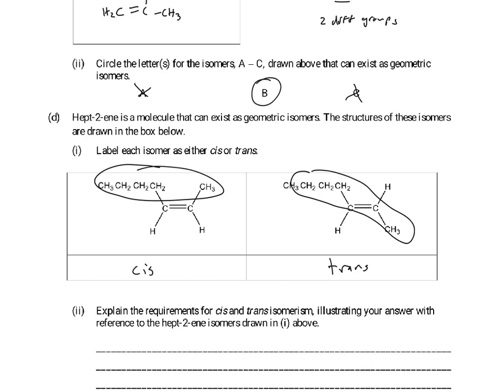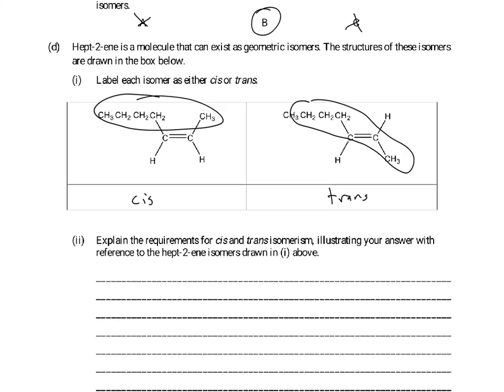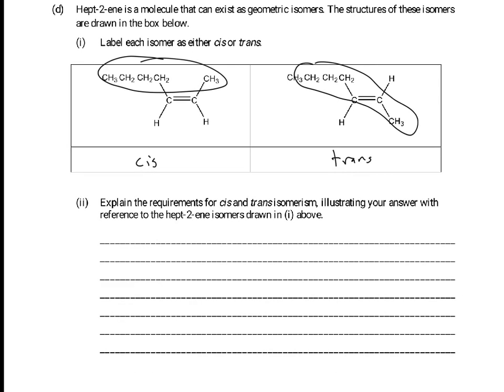Lots of people in your discussions below talked about the hydrogens having to be on the same side or hydrogens on opposite sides, but it's not a justification in itself. So explain the requirements. So 2 things, you need a double bond, and what it does is it prevents rotation of atoms around the carbons in the double bond.